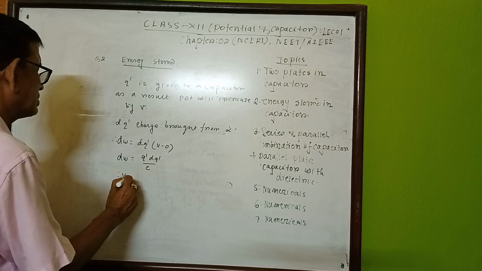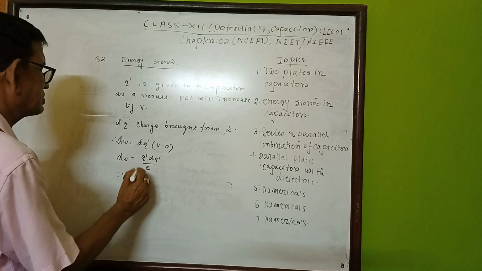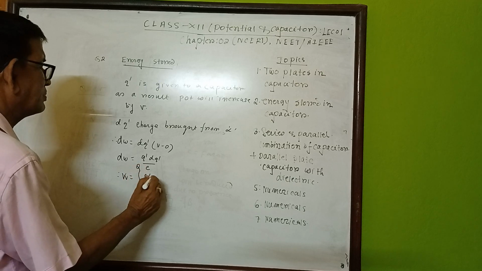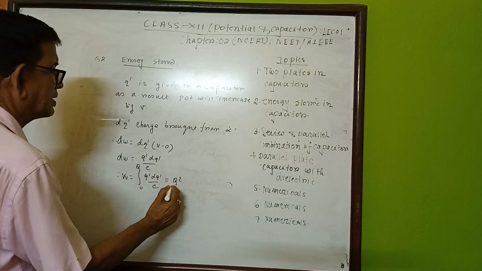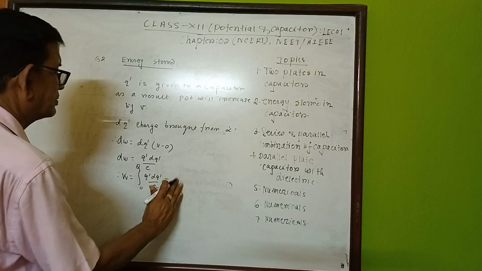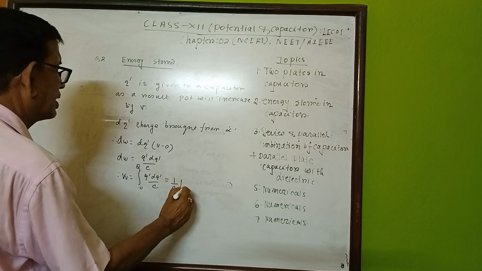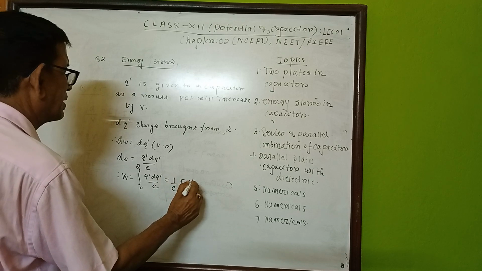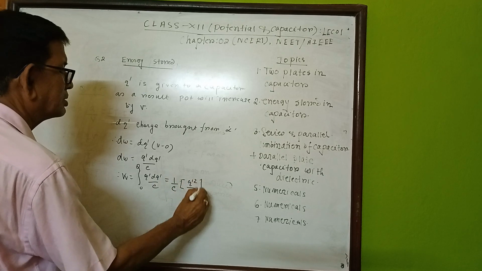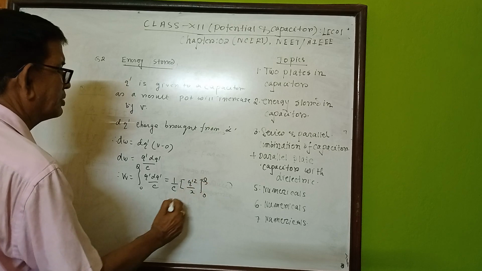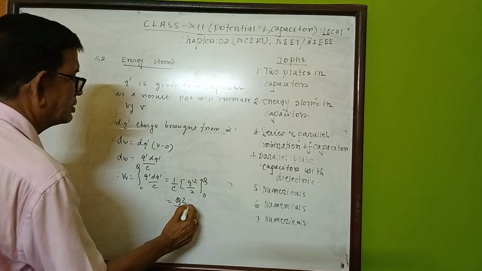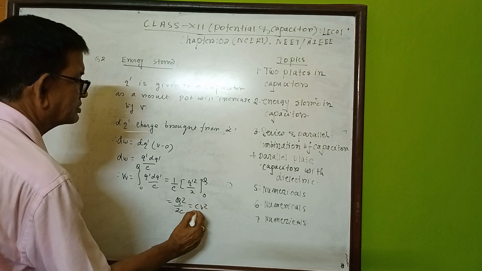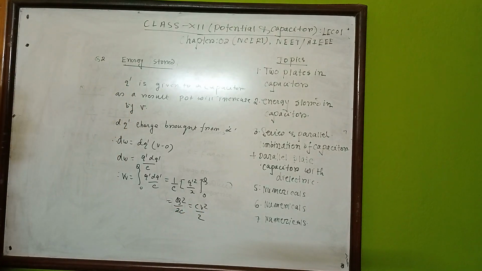Now total work done when the charge is given from 0 to Q, that is integral of Q prime dq prime by C, it will come Q square by 2C. How? I am taking 1 by C out and it is coming Q prime square by 2, lower limit 0, upper limit Q. So it is coming Q square by 2C. Q equal to CV, you know, so you are getting CV square by 2.